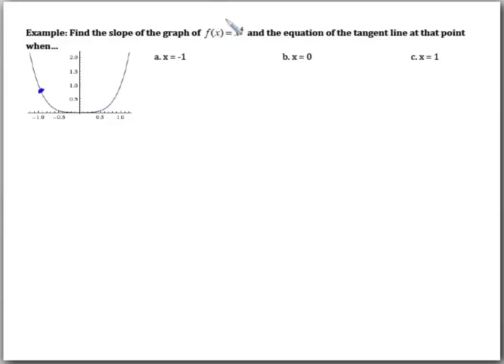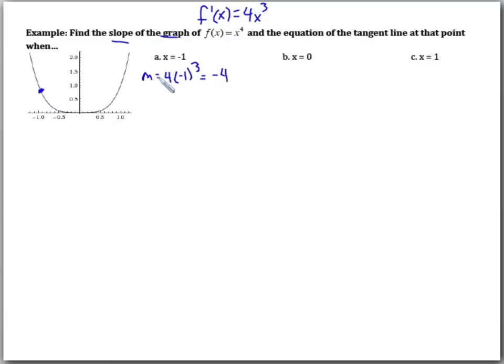Well, before we do anything here, we know the slope of a graph is the same as its derivative. So we're going to go ahead and find f prime of x. Okay, and using our power rule, we can do 4x cubed. So that is the function for the derivative. So looking at this, the slope of our function is going to be 4 times -1 cubed, which is just -4.